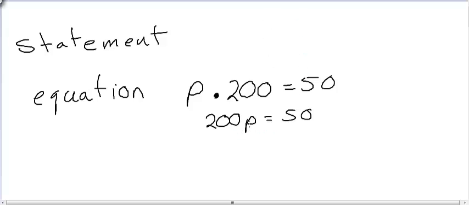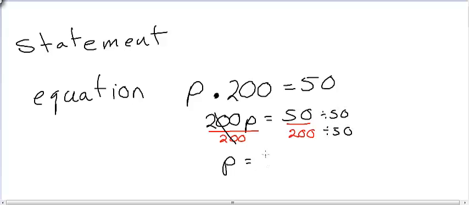Now to solve, I want to isolate my p, so to get rid of my 200, which is multiplied to p, I'll divide by 200. My 200 is reduced to 1, and I'm left with p is equal to 50 over 200. I can reduce each by 50, and I'm left with 1 over 4.